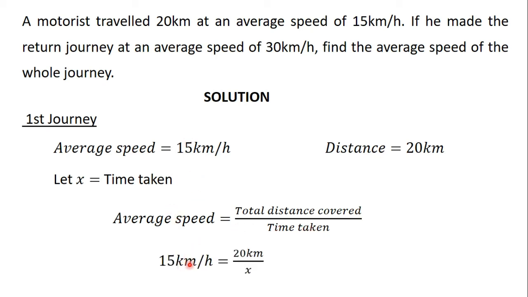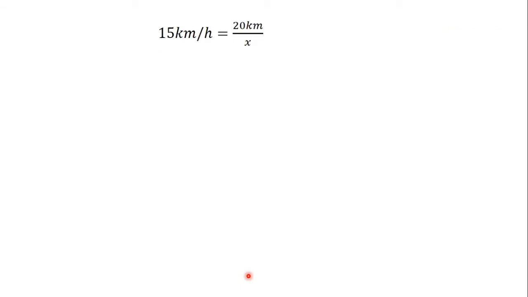Average speed is 15 kilometers per hour, distance is 20 kilometers, and time is x. So let's solve for x. We have 15 kilometers per hour is equal to 20 kilometers divided by x. We multiply the left hand side by x, we multiply the right hand side by x to remove the fraction. So we have x times 15 kilometers per hour is equal to 20 kilometers divided by x times x.